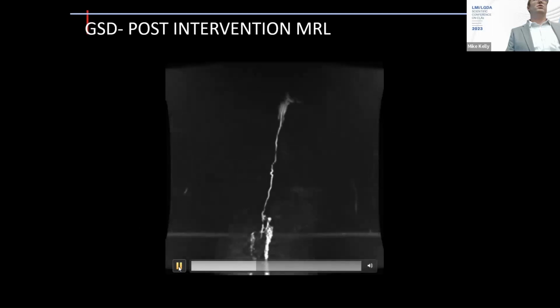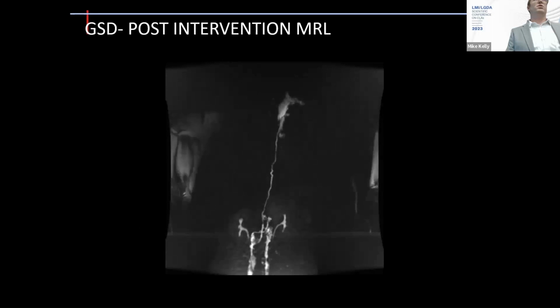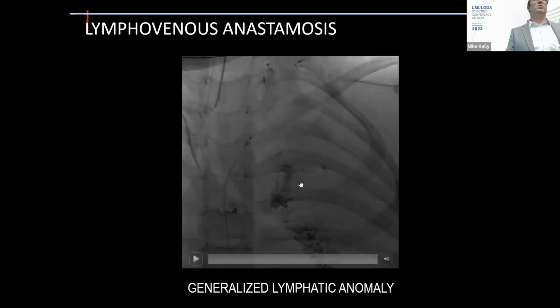And this is her repeat MR lymphangiogram, and you can see you got much better visualization of that thoracic duct. That flow has now been restored from that leaking point, from that potential space, back into the lymphatic system, and then therefore back to the venous circulation.